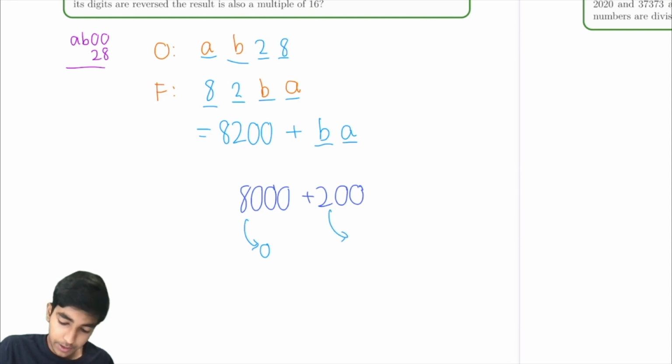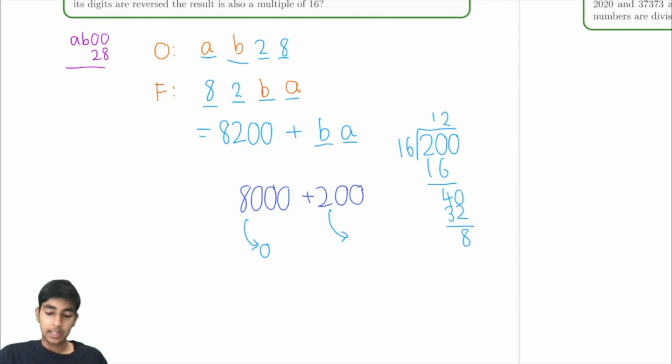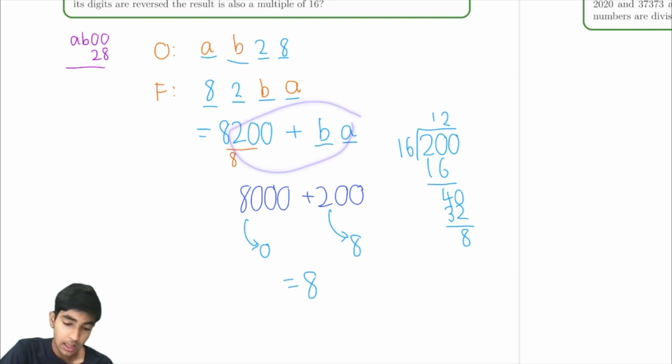This, on the other hand, we can just simply do long division if you'd like. We can get that it leaves a remainder of 8 when divided by 16. So the overall sum leaves a remainder of 8 when divided by 16. Okay, so this part leaves a remainder of 8 when divided by 16. That means that for the whole number to be divisible by 16, this part also must leave the remainder of 8 when divided by 16.